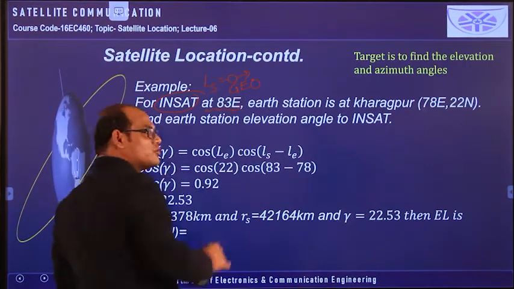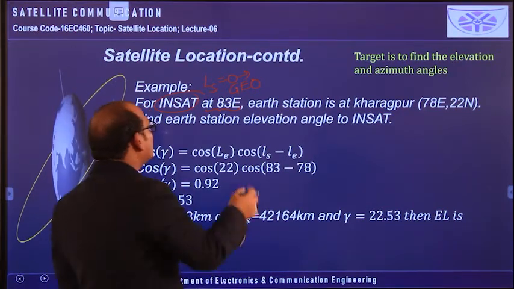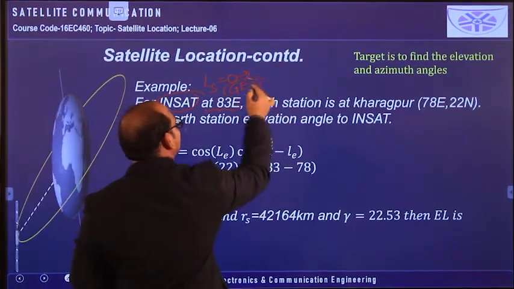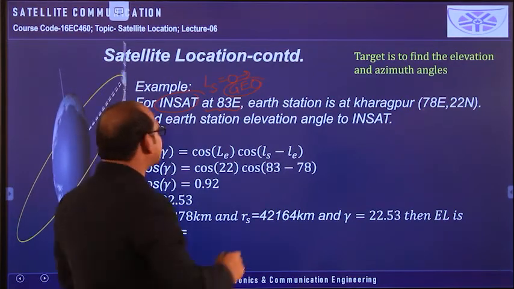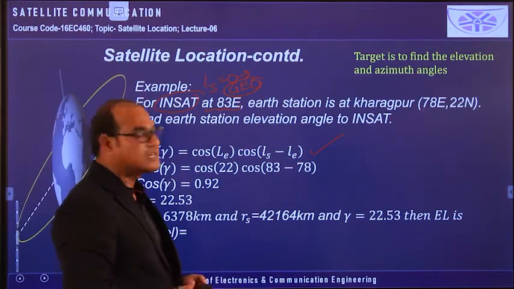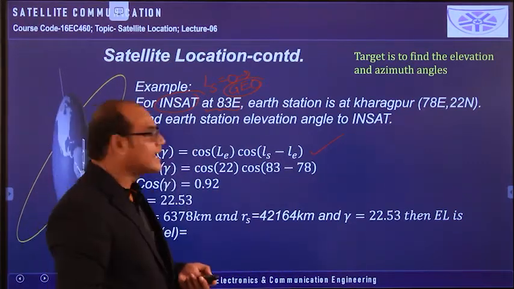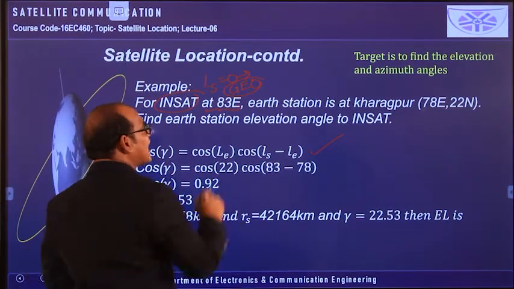Latitude 0 indicates the equator, the equatorial plane only. So it is nothing but a geostationary satellite. The given satellite is a geostationary satellite. If it is a geostationary satellite, we need to use this equation. We no need to use the longer equation. If the given satellite is a geo satellite, we need to use this cos gamma equation to get gamma. So this equation only I have taken.